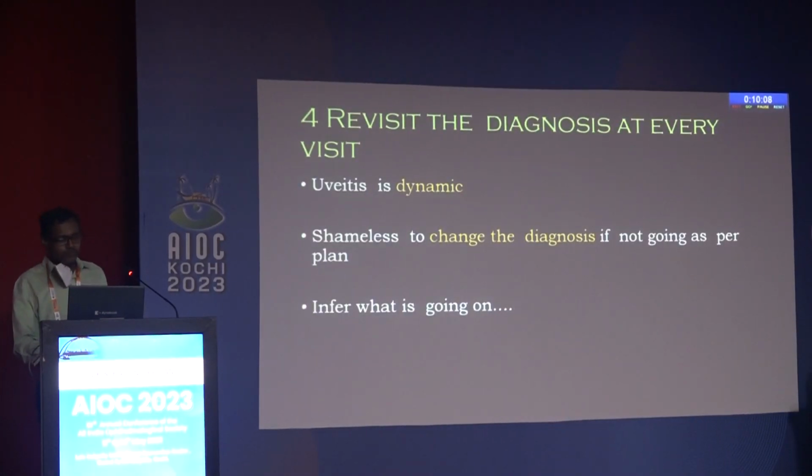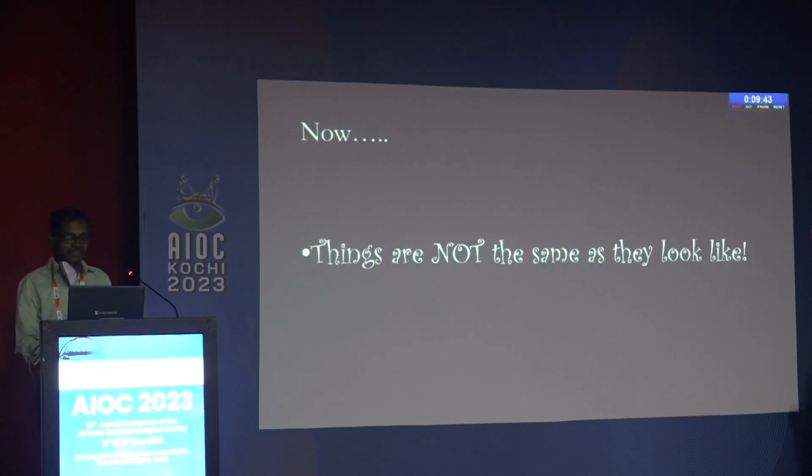And this is one important thing which you should always keep in mind: we should be malleable. We should be shameless to change the diagnosis. And I say that I need to revisit the diagnosis each and every step. Uveitis is dynamic. The dynamicity of the clinician should match the dynamicity of the disease process. If we are not dynamic and not changing as per the change that is happening, we may end up wrong. Look at this illustration. Sometimes things are not the same as they look like.